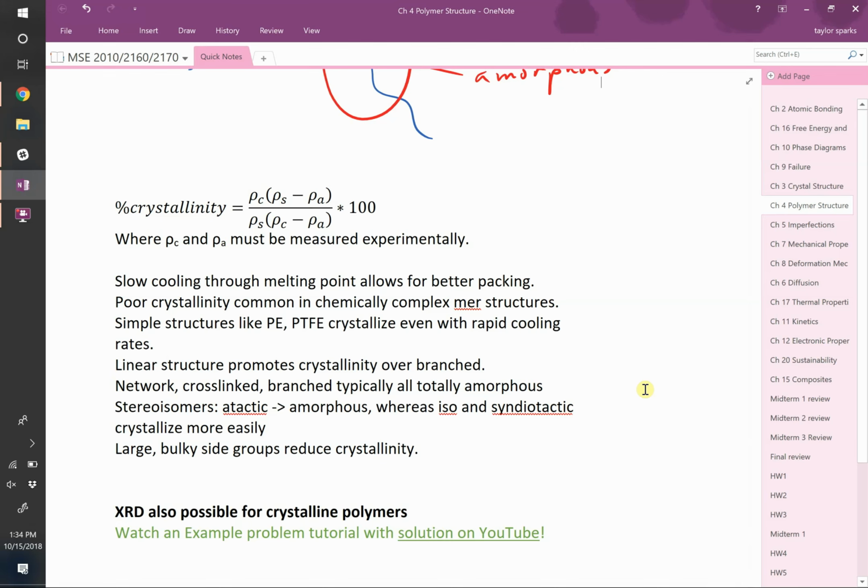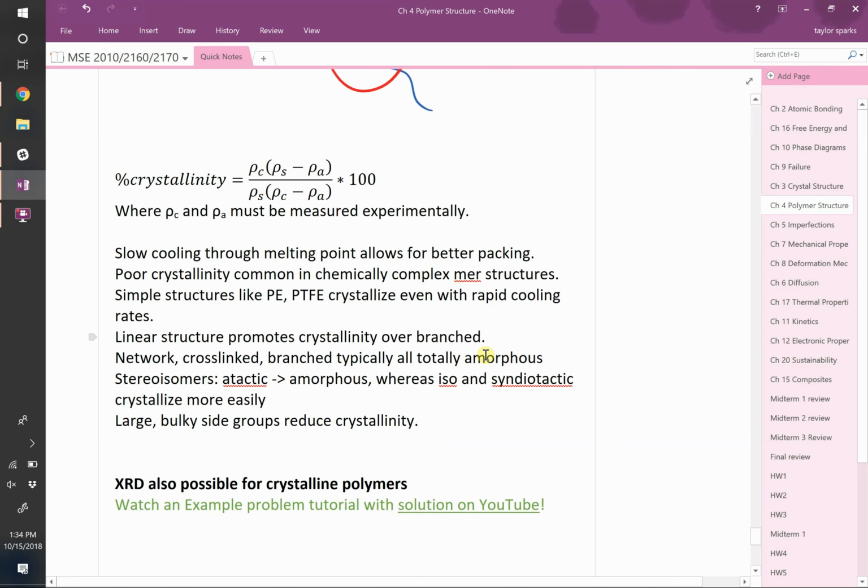Cooling it slowly, just like with ceramics or metals, you're more likely to get crystalline rather than amorphous if you cool it slowly. Okay? Although some simple structures like PE or PTFE, Teflon, these things crystallize kind of no matter what you do to it. Even if you quench it rapidly, it's tough to prevent crystallization because they're such simple structures. If they have big side groups, it's harder and harder to crystallize.